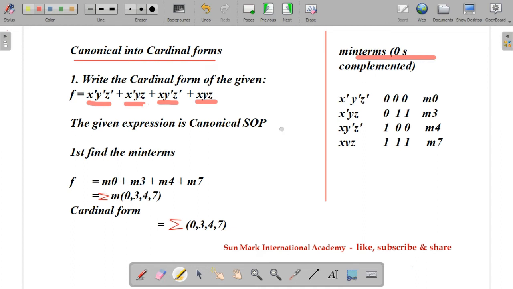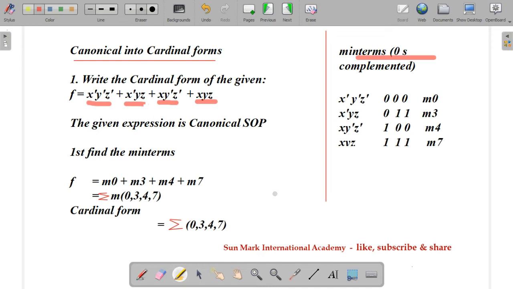So first we have to find whether it is a SOP or POS. Then if it is SOP, we have to find the min terms. Easily you can identify each term is a min term here. Then next we need to find the designation numbers of the min terms. Next we write f equal to the sum of these min terms. What are the min terms here? M0 plus M3 plus M4 plus M7. And it is the sum of min terms, so it is represented by sigma m of 0, 3, 4, 7.